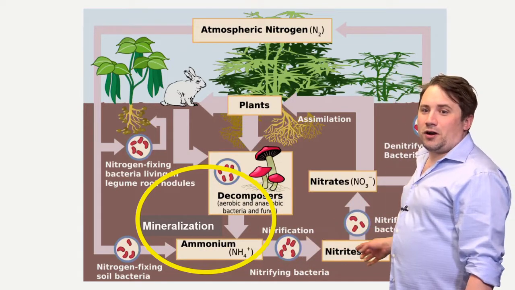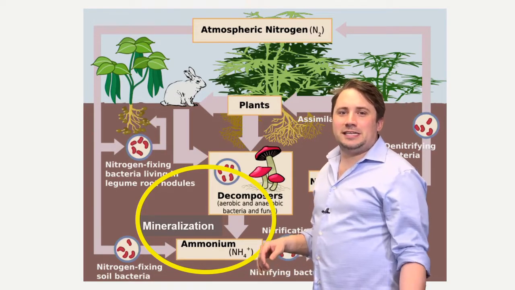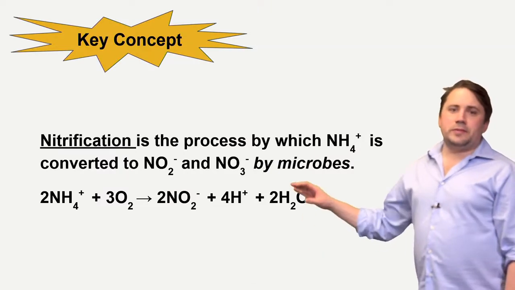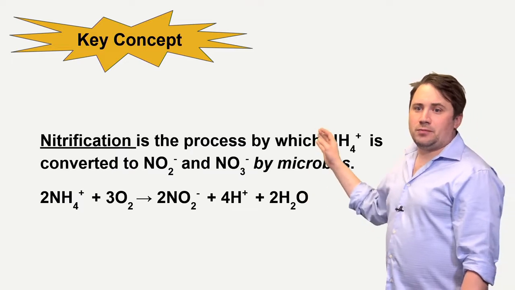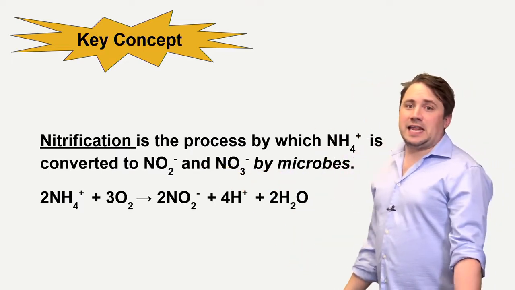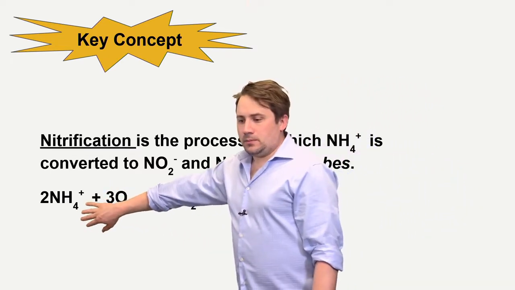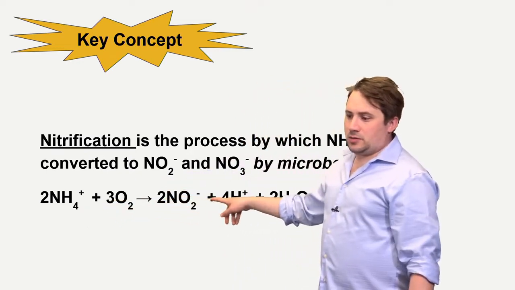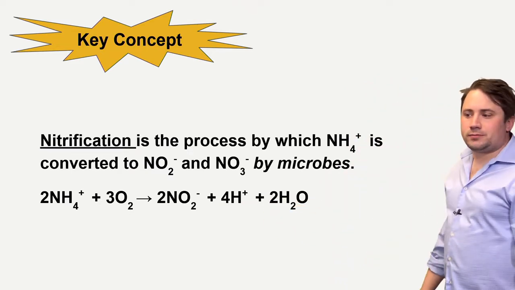But there's also another off-ramp shown here, which is the process of nitrification, which is just kind of a detour on the nitrogen cycle. And that's what I'm going to talk about next. So nitrification is a process by which one inorganic form of nitrogen, namely ammonium, is converted into nitrite and nitrate by microbes. And this is an energy-yielding reaction that microbes use to gain energy. So you have ammonium plus oxygen. The ammonium is oxidized to nitrite, and it produces protons and some water along the way too.